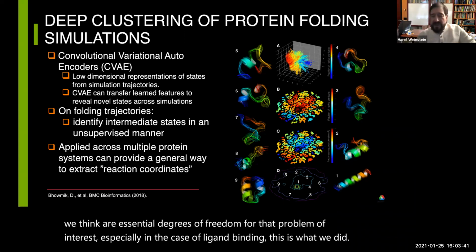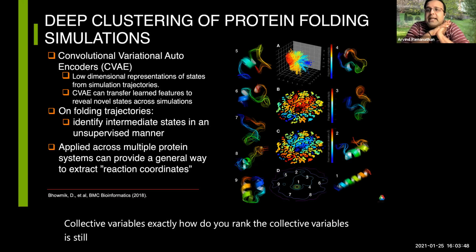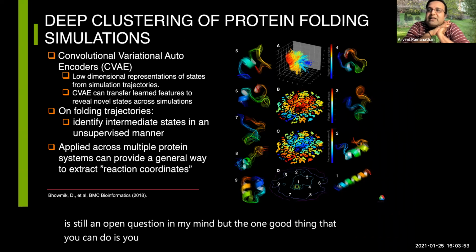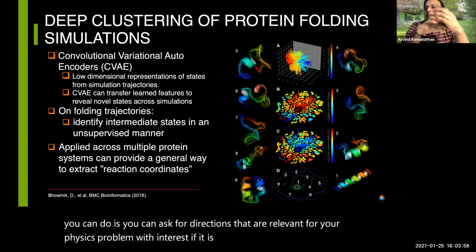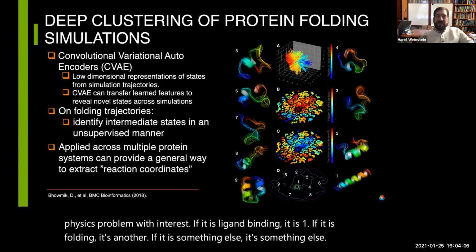So again, collective variables? Collective variables, exactly. How you rank the collective variables is still an open question in my mind. But the one good thing that you can do is ask for directions that are relevant for your physics problem of interest. If it is ligand binding, it is one. If it is folding, it's another. If it is something else, it's something else. That's wonderful. If we have this offline conversation, the solution to this is very similar to what I wanted to propose for the other problems. So we have something to talk about.